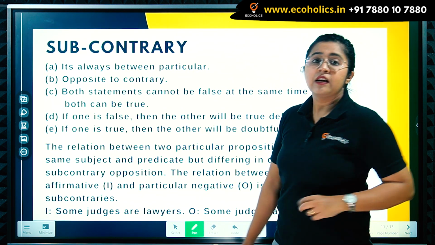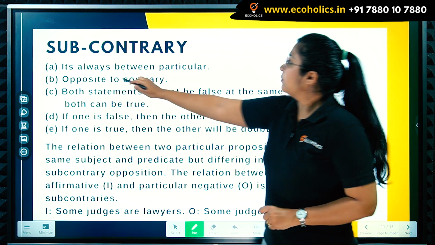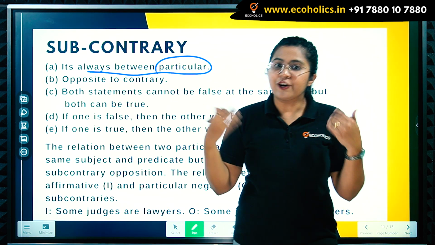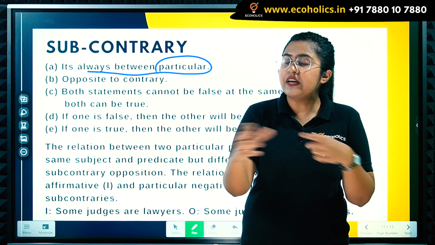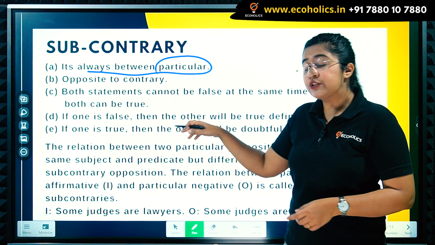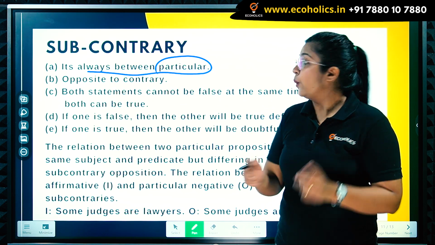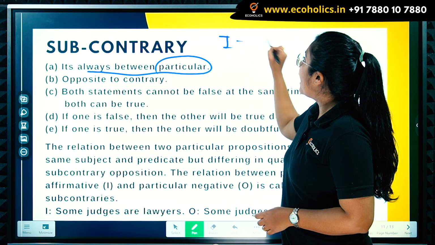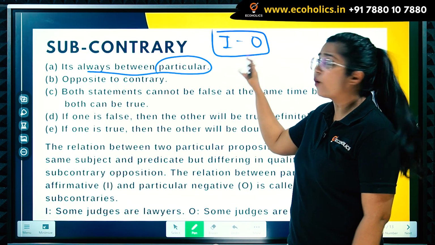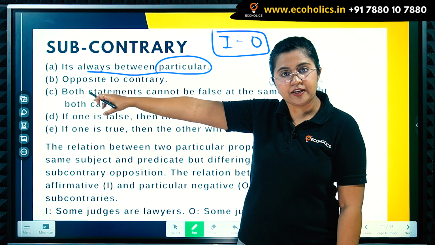The next one is subcontrary. Subcontrary is always between particular statements. Contrary was always between universal, A type and E type of statements. Subcontrary is always between particular, specific statements, which means I type and O type of sentences. So we are always going to compare I and O type of sentences to identify the subcontrary statements.